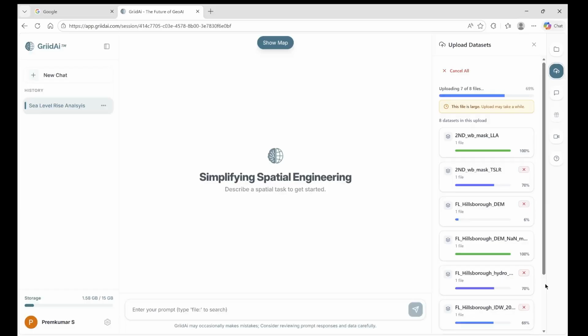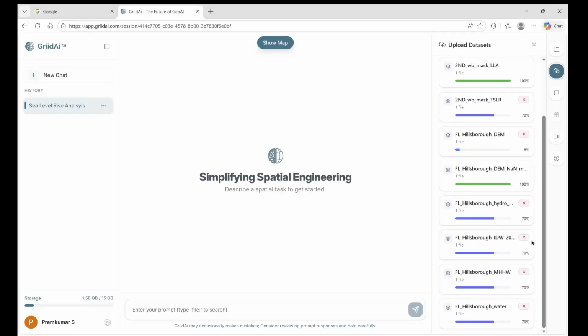As the files are uploading, let's explore the different files that we are going to use for this analysis. You can see the three main files are the DEM file, an IDW file of sea level rise, and MHHW. Let me explain what the IDW file is mainly about. The IDW file has the information of the sea level rise for different time periods, but currently we have chosen to do the 2030 analysis for the intermediate high scenario.